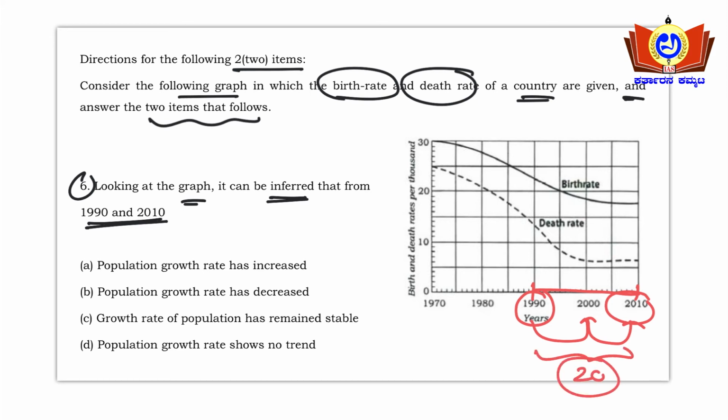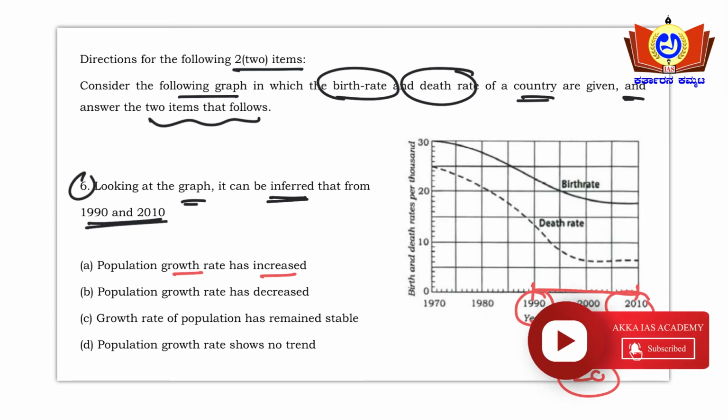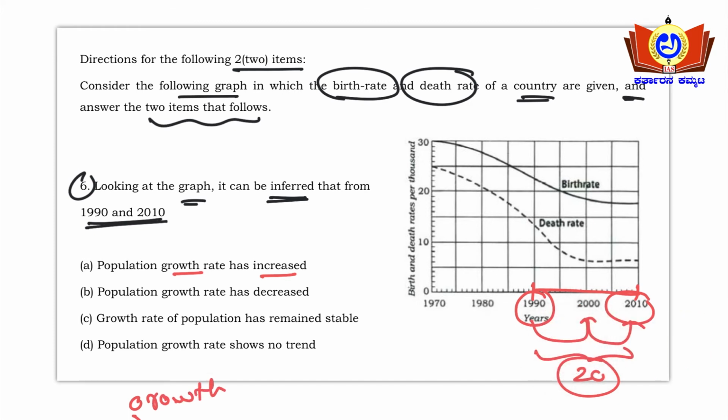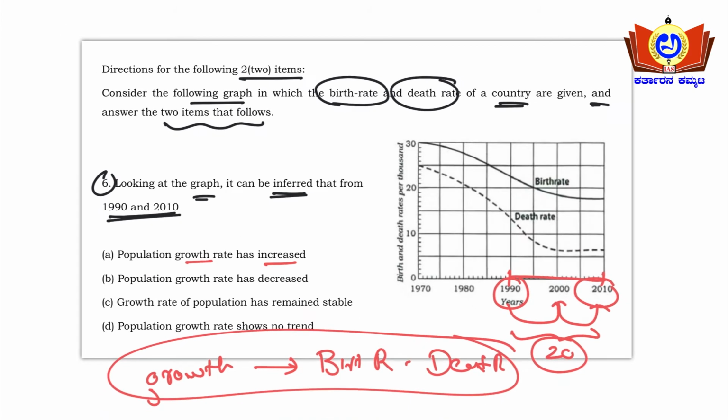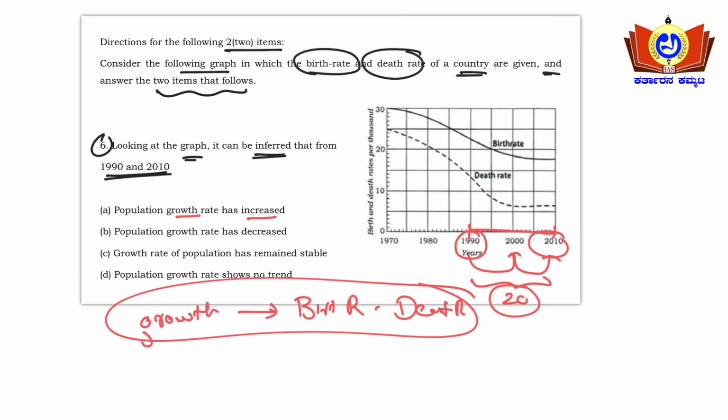In a gap of 20 years, what is the question asking? Population growth rate has increased here. See here, growth rate is actually the difference between birth rate and death rate. So this is the formula, and it's actually not necessary also here. See here, population growth rate has been increased here.